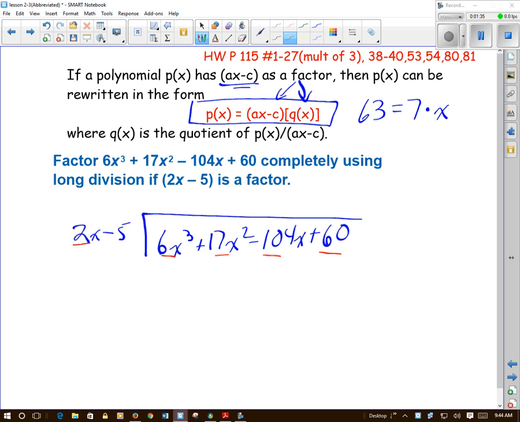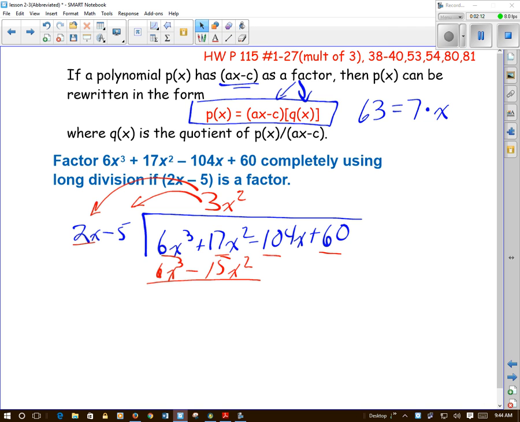Because we have the 2x here, we know we need to multiply that to get a 6x cubed, so we're going to have to multiply by 3x squared. I like to write mine above the other x squared term. Some people would write that above the 6x cubed. Doesn't matter. And we're going to take that and distribute it through our divisor. So that's going to give us the 6x cubed minus 15x squared. Now, if the 6x cubed is not the same, then we've done something wrong. So we would go back and fix that.